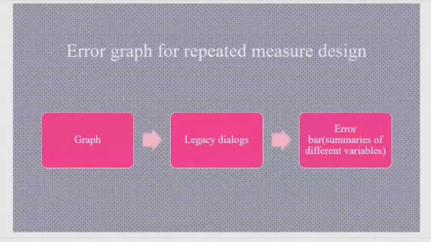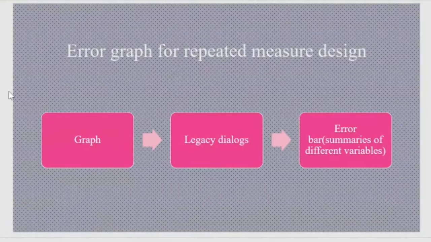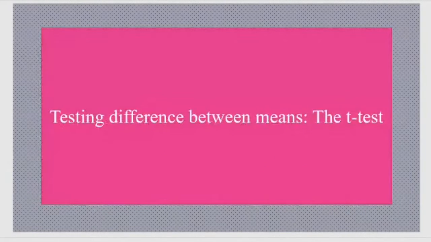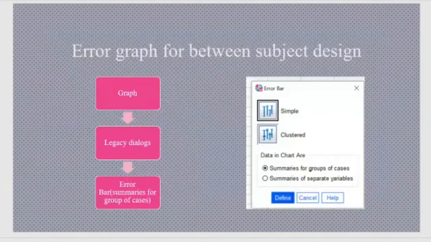Now there are two types of error bar, for when we are using repeated measure design and when we are using between group design. First I will explain between group design, because in repeated measure design we have to do a lot of corrections, so I will explain that a bit later. First, I will explain the error graph for between subject design.